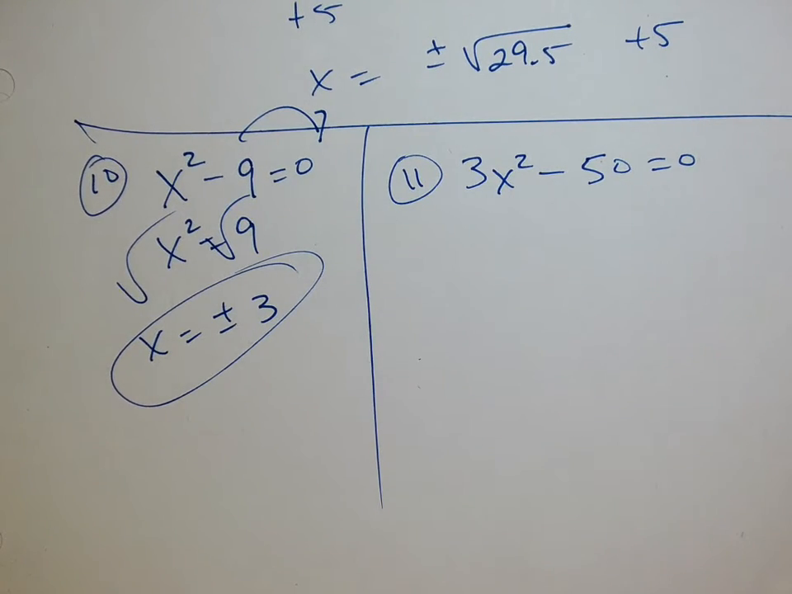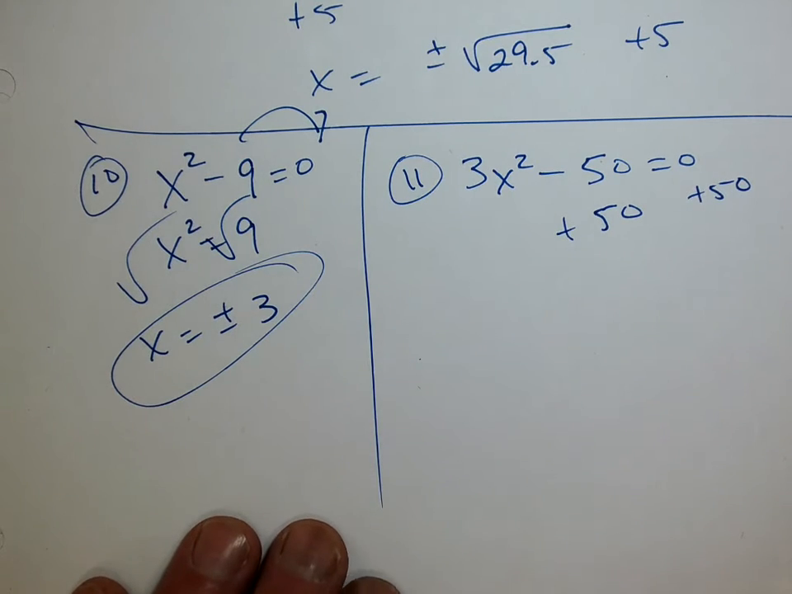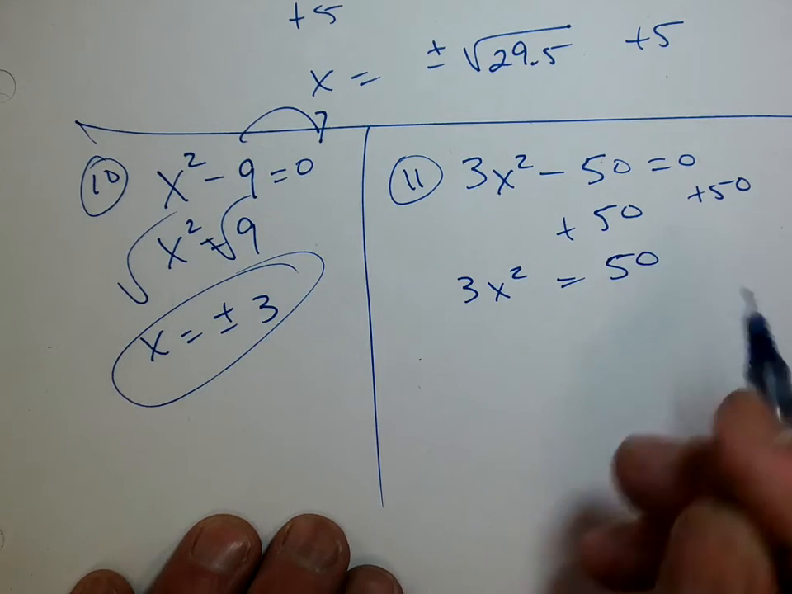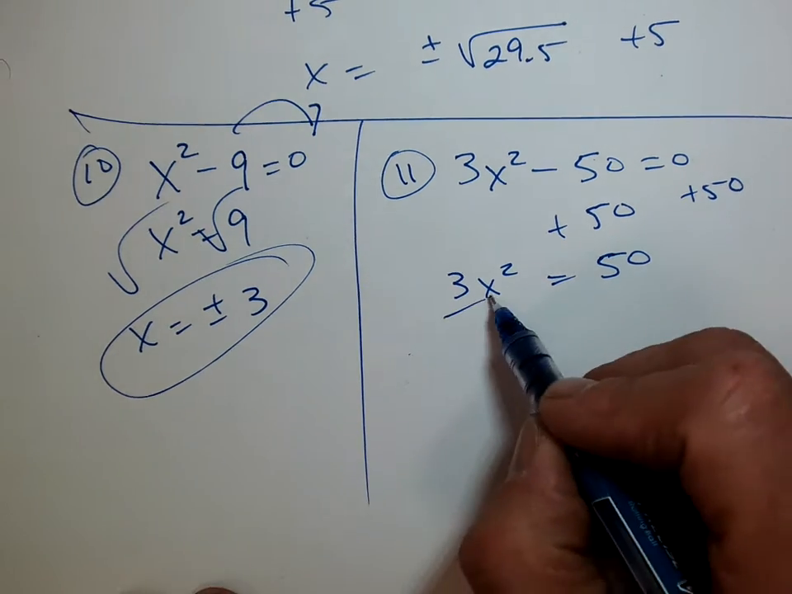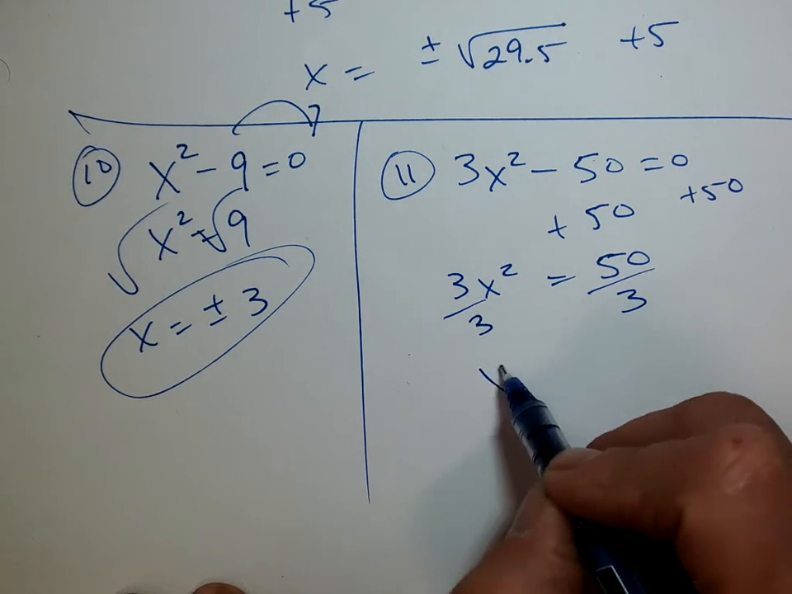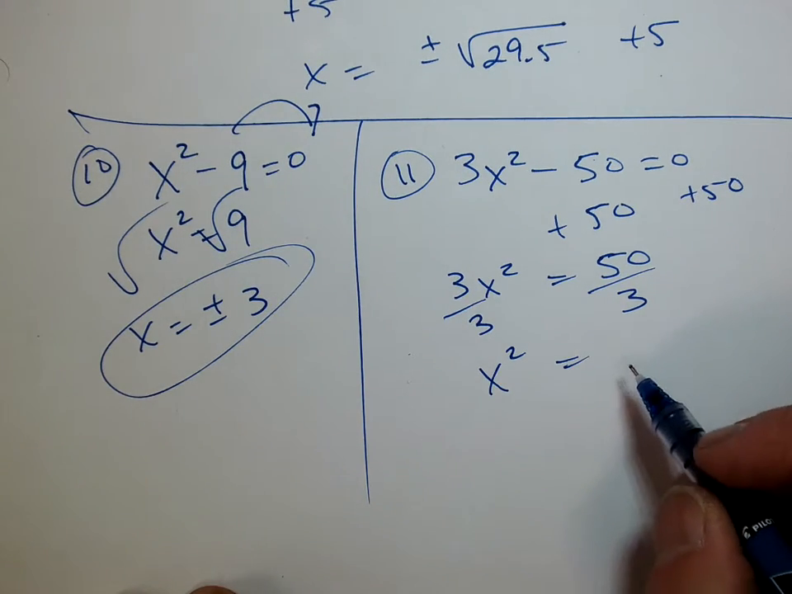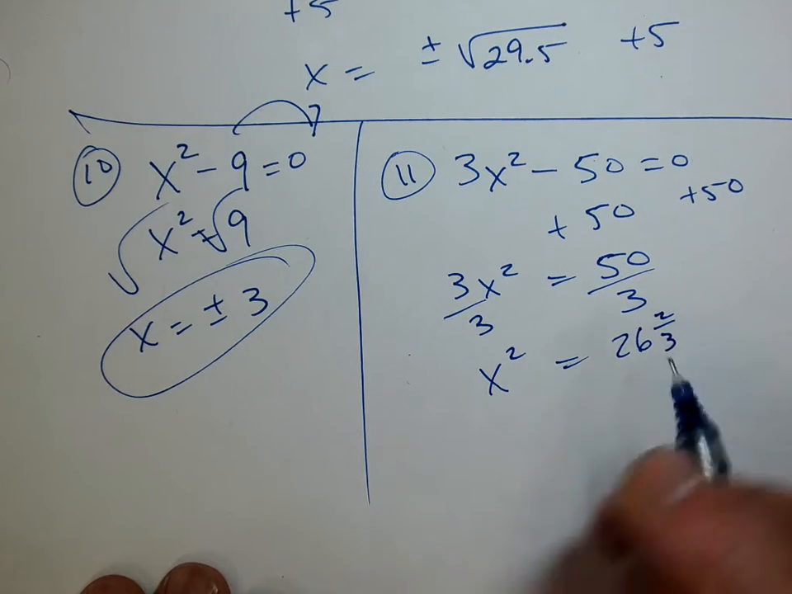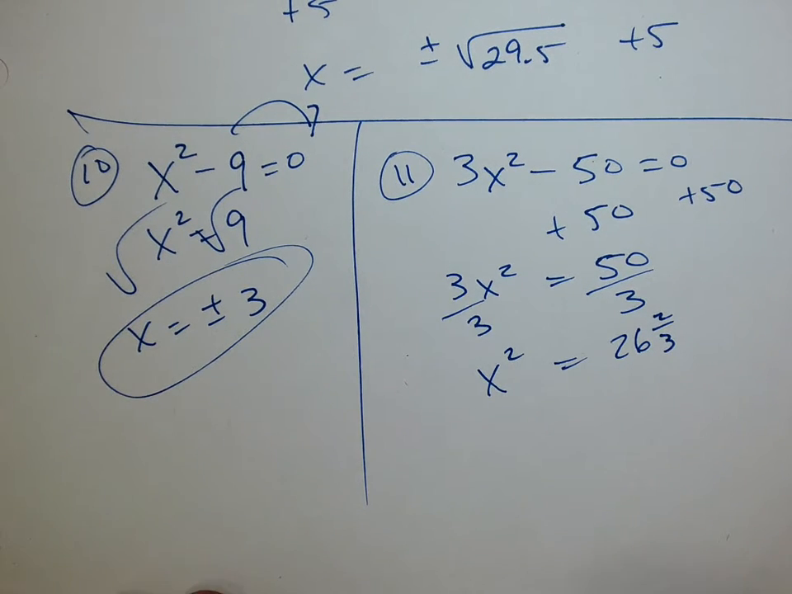Let's do 11 the same way, okay? So let's add 50 to both sides. 3x squared equals 50, right? Divide by 3, divide by 3. Now I get a couple of choices. I could get this as a decimal, which is about 26.6 repeating, or 26 2/3, right? Either way, I just divided, that's all. Or if you use your calculator, 26.66666.